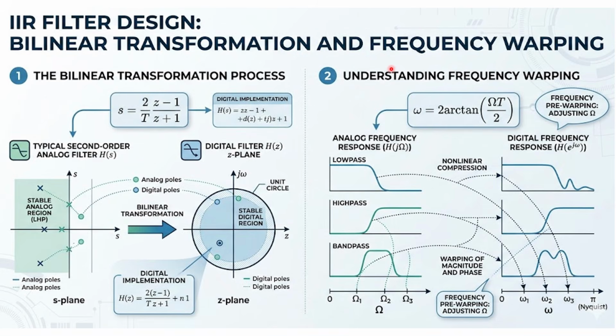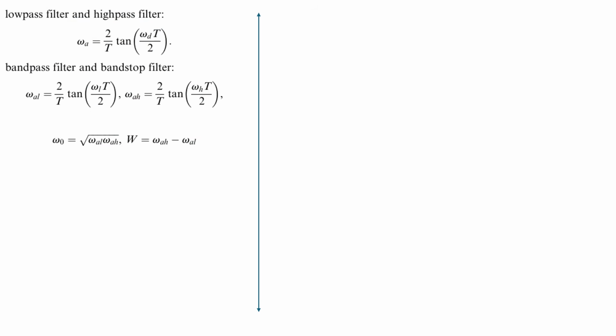So here how will the frequency work? Omega will be twice of arctan of omega T by 2. This is also one of the important. So here a low pass filter you are going to warp at omega 1, and a high pass filter you are going to warp, and the band pass filter, right? Some more examples we will look at. So for the low pass filter, here we are going to use omega_a is equal to 2 by T tan of omega_d T by 2. Similarly for band pass and band stop filters, these are the values, right?